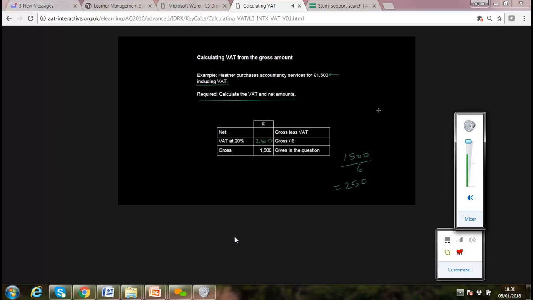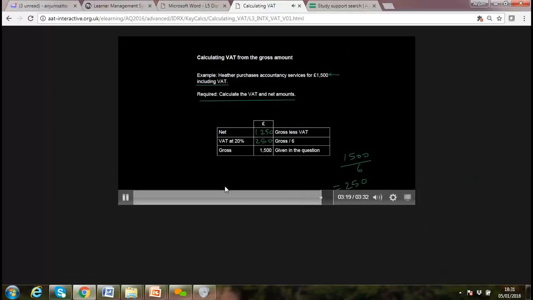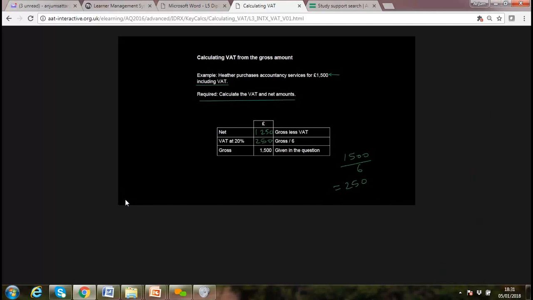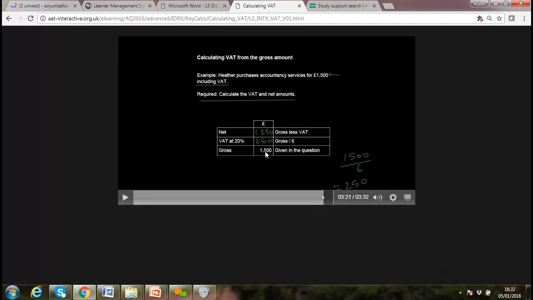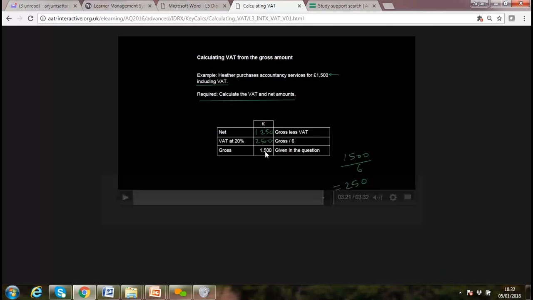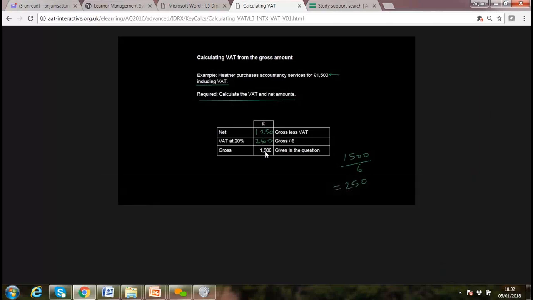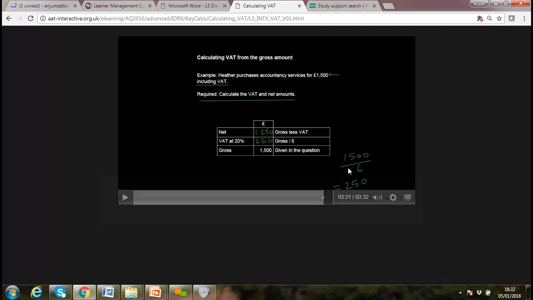Can you repeat that for me, please? Yes, because normally when I'm talking about VAT being inclusive, everything is 100%. So the 1500 amount is 120%, because 20% VAT is included in it. Yes, sure. 120 divided by 20 gives us the figure 6.